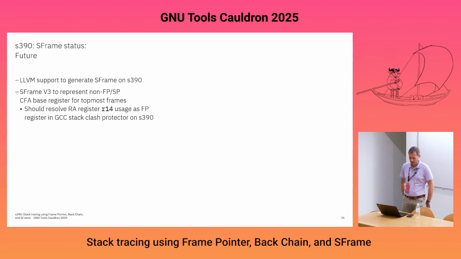One thing is it's planned to be able to represent a non-frame pointer, stack pointer based CFA base register only for topmost frames to resolve some x86 issue. And I strongly assume that should resolve the issue with, for instance, the return address register R14 being used as frame pointer in the GCC stack clash protector on our architecture, as the stack clash protector is only active in the topmost frame.